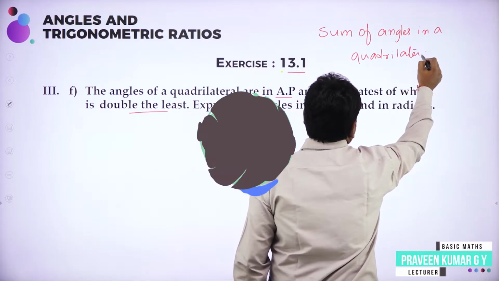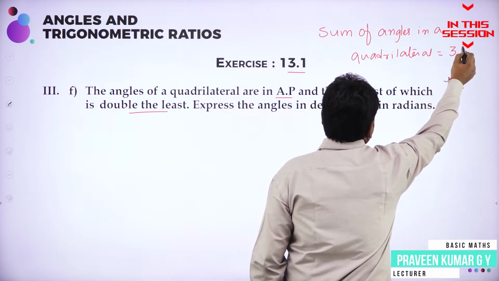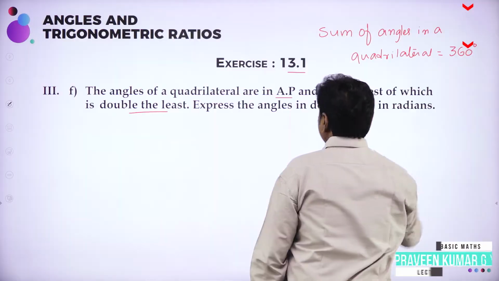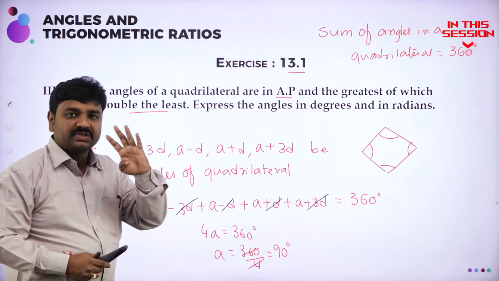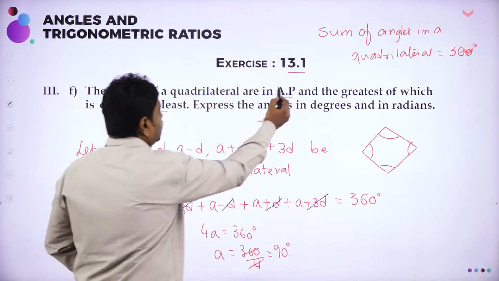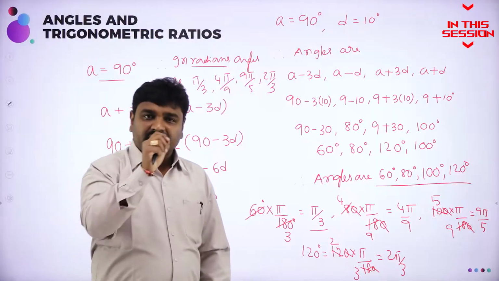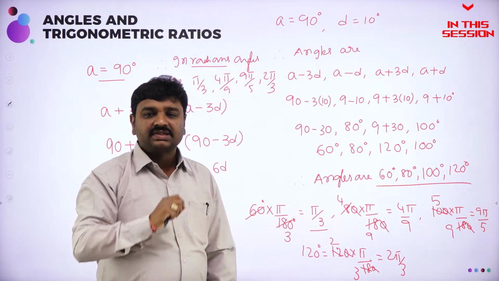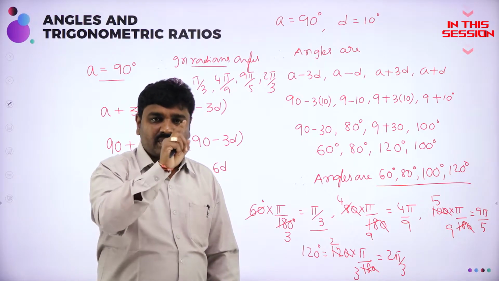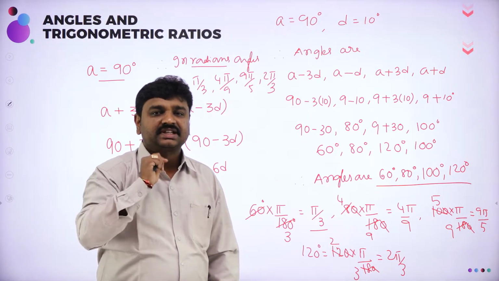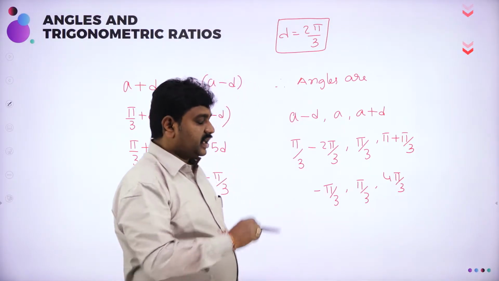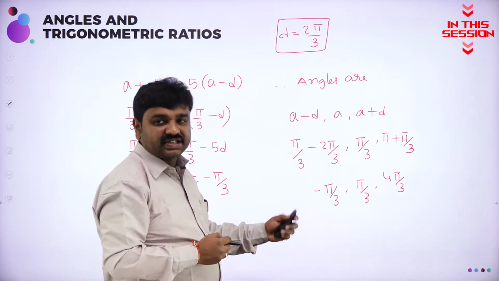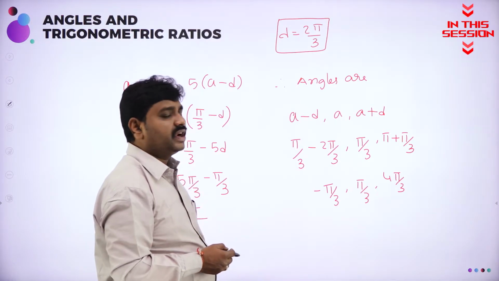Sum of angles in a quadrilateral is 360. This is the basic we use to solve the problem. So a minus 3d, a minus d, a plus d, a plus 3d, 4 terms in AP because they mentioned they are in arithmetic progression. The angles in radians as well as angles in degrees. What is the basic? Sum of the angles in a quadrilateral is exactly 360 degrees. But one of the angle is negative. So if angle is negative, we are going anti-clockwise. You can take 360 minus theta to get the required angle.